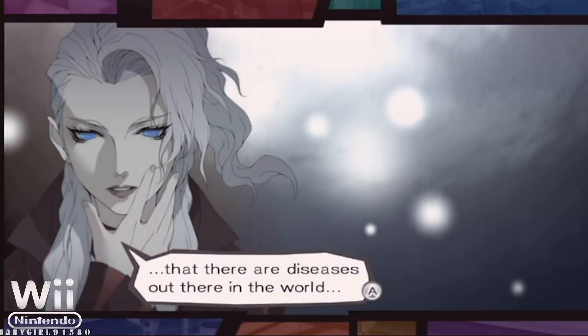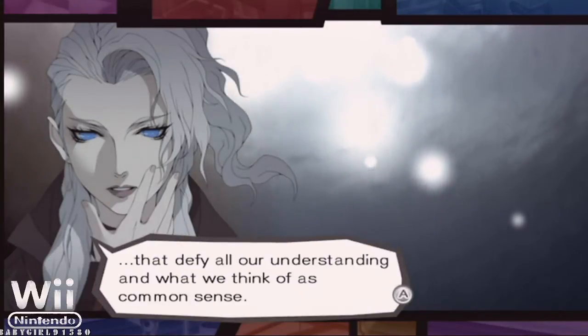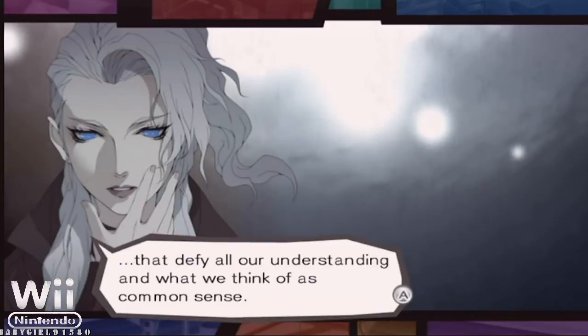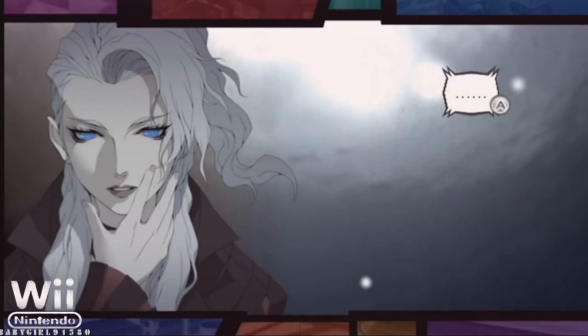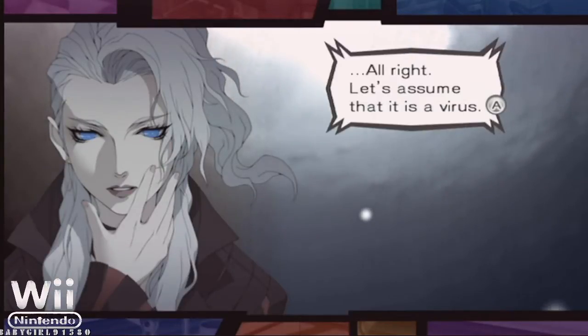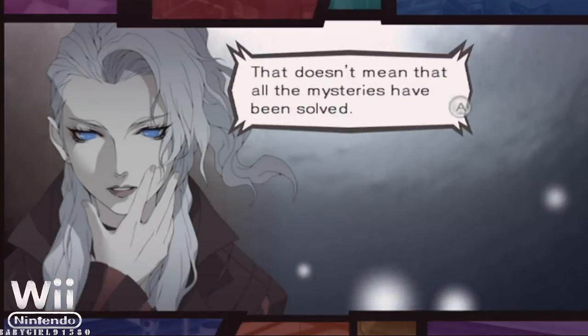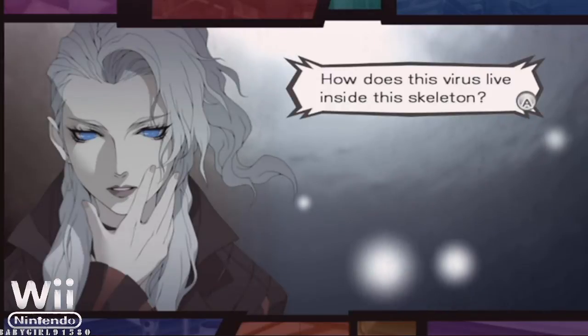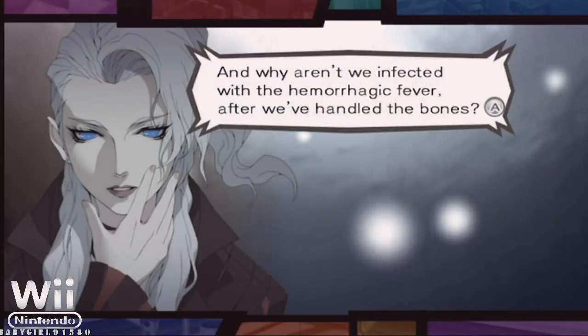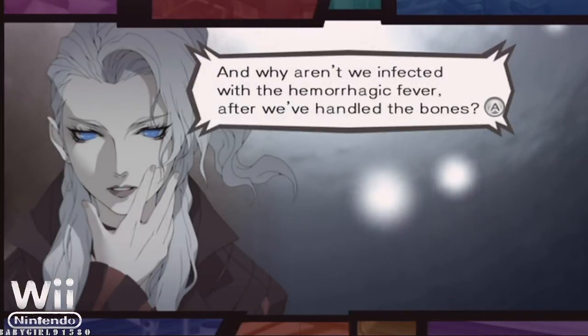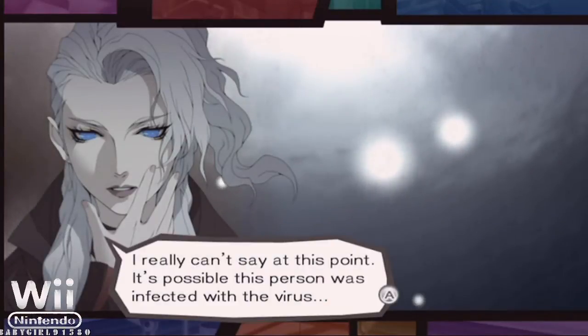That there are diseases out there in the world that defy all our understanding and what we think of as common sense. All right. Let's assume that it is a virus. That doesn't mean that all the mysteries have been solved. How does this virus live inside this skeleton? And why aren't we infected with the hemorrhagic fever after we've handled the bones? I really can't say at this point.